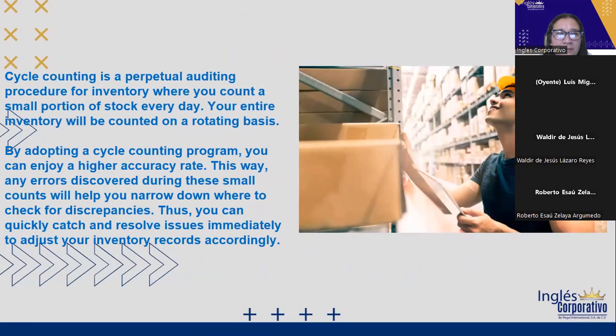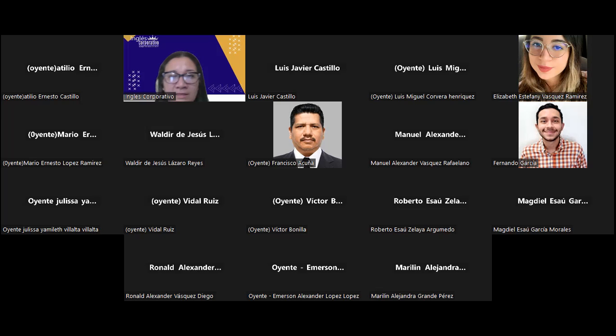I also got this. We were describing yesterday the cycle counting, and it says it's a perpetual auditing procedure for inventory where you count a small portion of the stock every day. So your entire inventory will be counted on a rotating basis. By adopting a cycle counting program, you can enjoy a higher accuracy rate. This way, any error discovered during these small counts will help you narrow down where to check for discrepancies. Thus, you can quickly catch and resolve issues immediately to adjust your inventory records accordingly. So this was really meaningful. I found it gives a better perspective to solve the exercises that the manual presents.